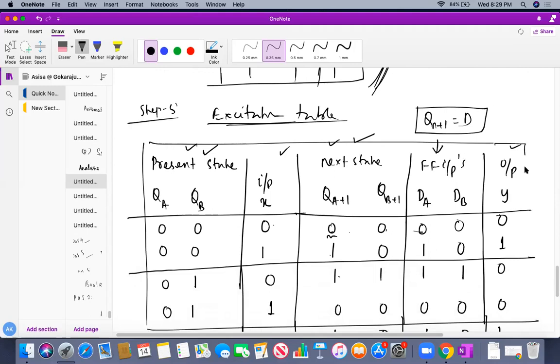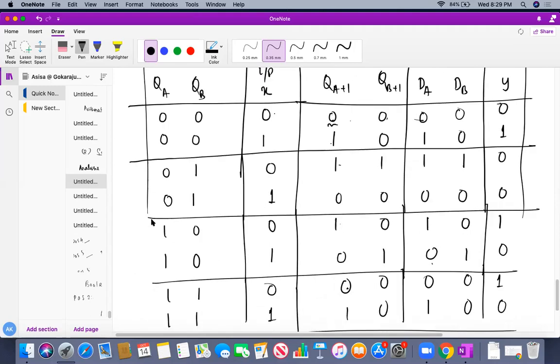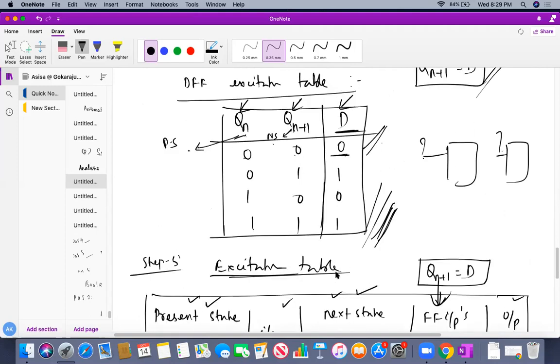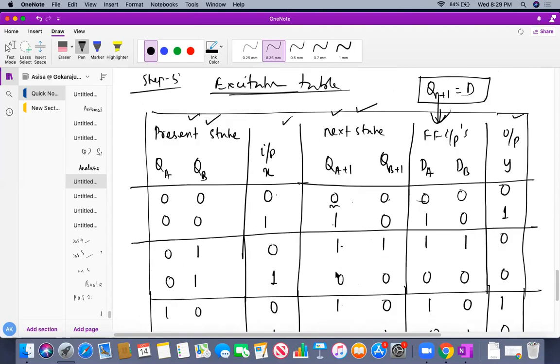Any doubt on this? Please let me know, students. Very simple. What we have done is just elaborate the state diagram and insert these flip-flop inputs with the help of this excitation table. Any doubt on this? Now what you have to do?